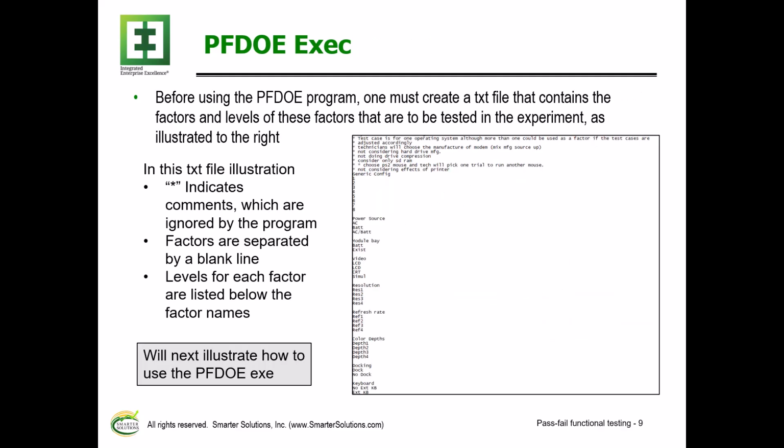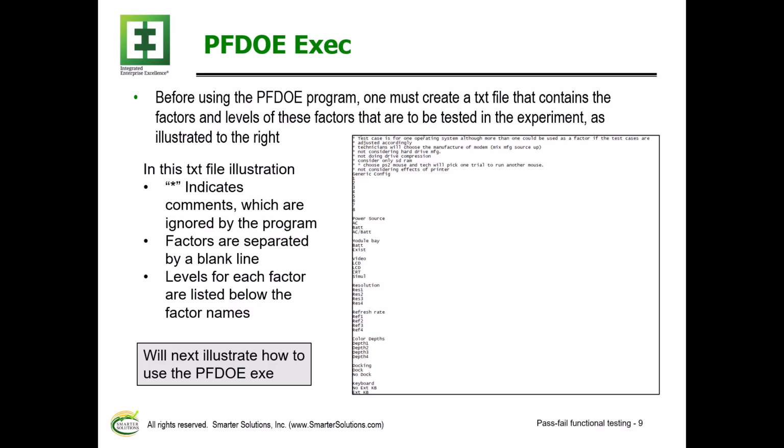Before using a PFDOE program, one must first create a text file that contains the factors and levels of these factors that are to be tested in the experiment, as illustrated to the right. In this text file illustration, an asterisk before the text indicates comments which are ignored by the program. Secondly, factors are separated by a blank line. Thirdly, levels for each factor are listed below the factor names.